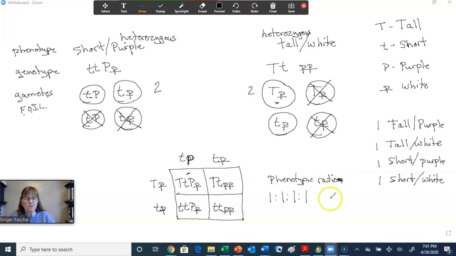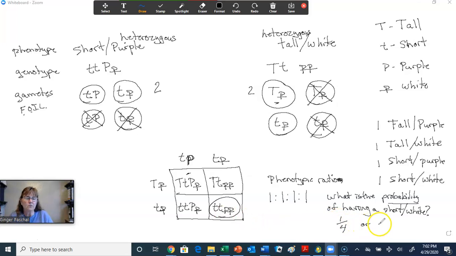Now, if I ask you this, what is the probability of having a short plant that has white flowers? And the answer is, since we're talking about probability this time, it's either 1 out of 4 short white, this is the only one out of the 4, or 25%.